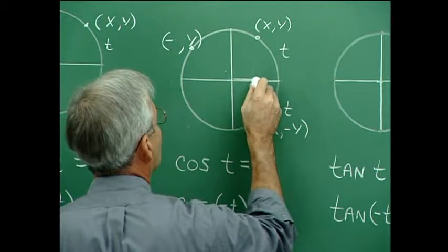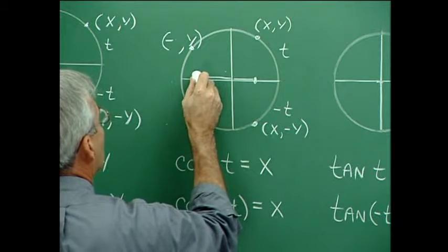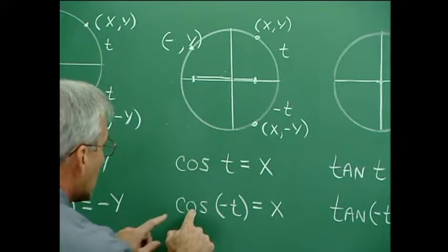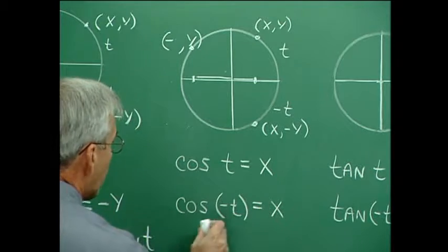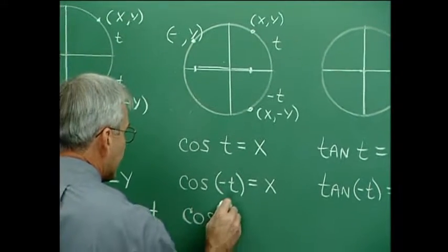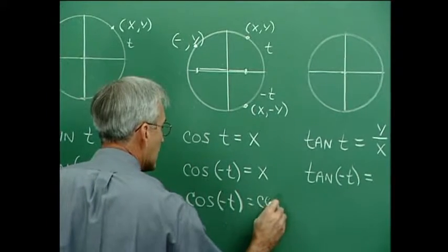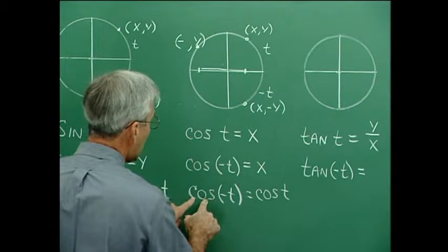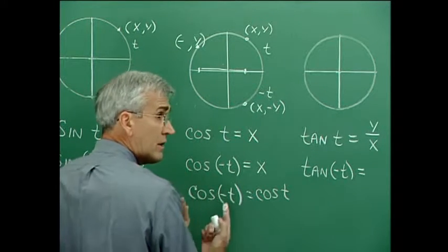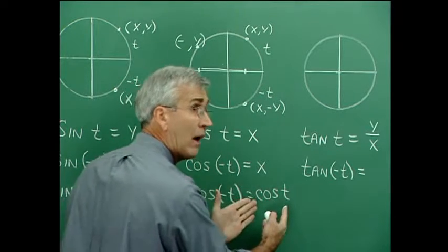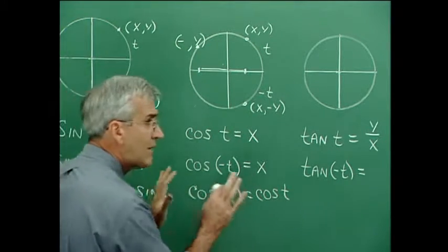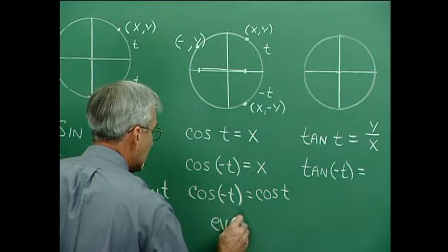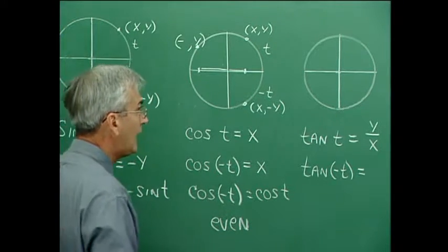It's that part that we're after, the component involved in the calculation of cosine. So the cosine of negative t is also x. And so therefore the cosine of negative t is equal to the cosine of t. Again, this is important because when we're finding the cosine of negative real numbers, we can just consider it to be equal to the cosine of its positive counterpart. And in terms of even and odd, this falls into the category of an even function.